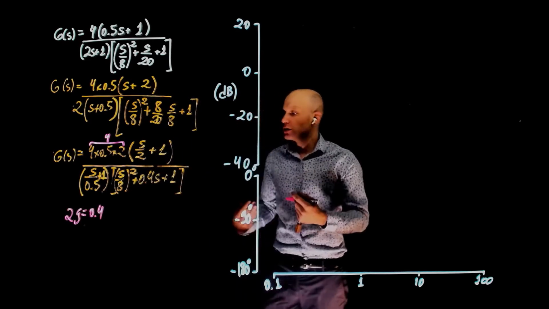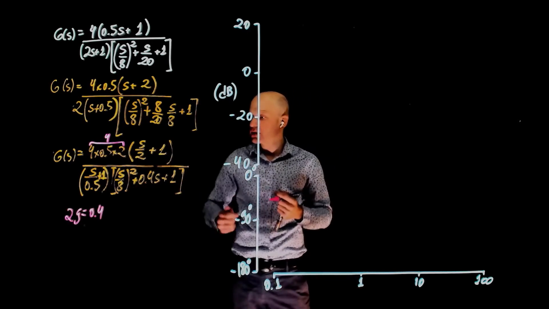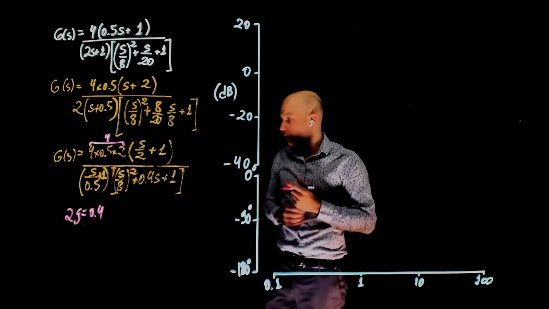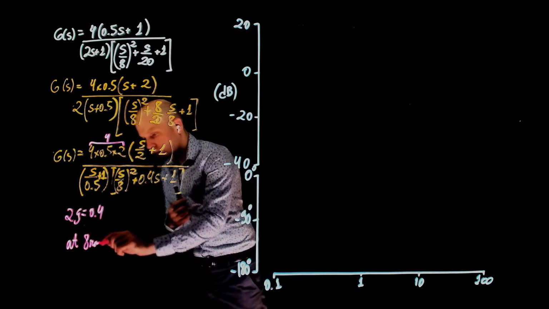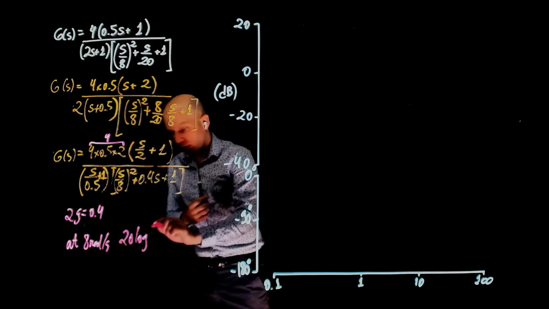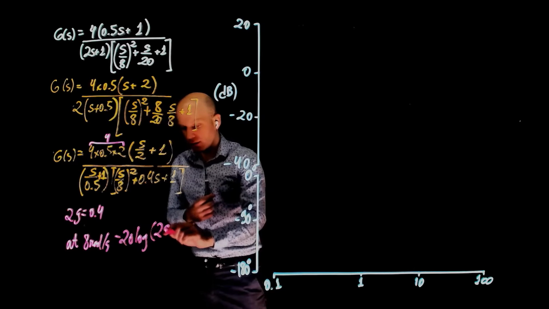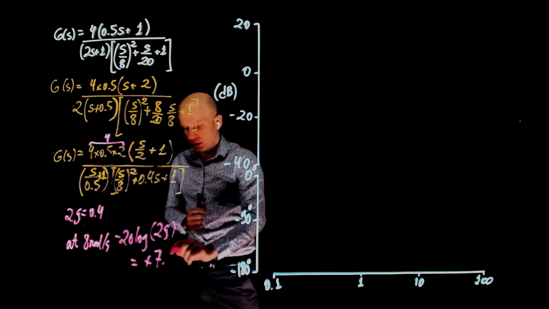Zeta is less than 0.5, the damping ratio is less than 0.5, so at 8 radians per second, the Bode plot will go up, and will go up by negative 20 log of 2 zeta, which is 0.4. This is equal to plus 7.95.